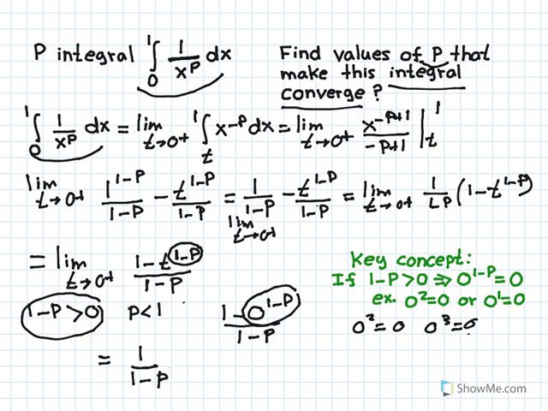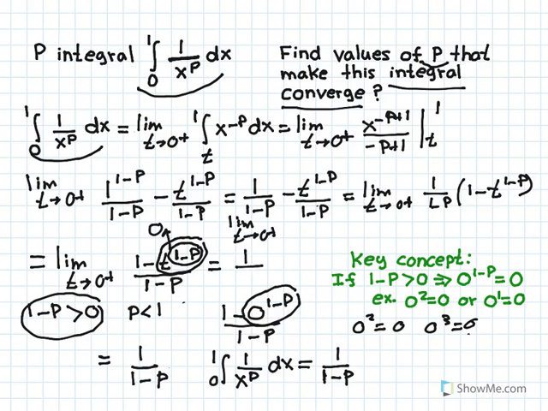That means that the integral from 0 to 1 of 1 over x to the p dx converges and gives us 1 over 1 minus p. And again, we have to stress this. The reason is because this part approaches 0, and the result gives us 1 over 1 minus p. All right, so now let's look at another case.